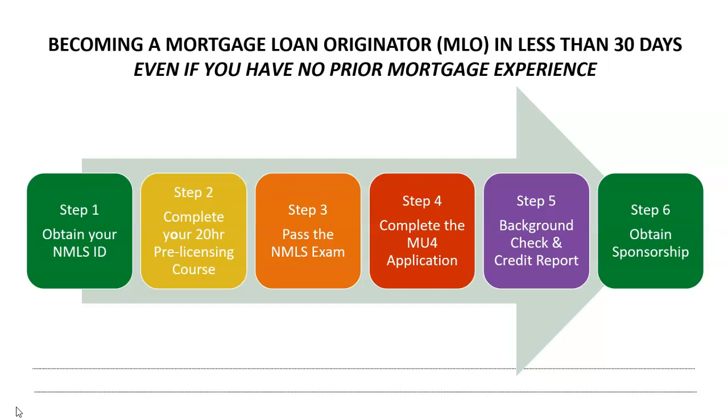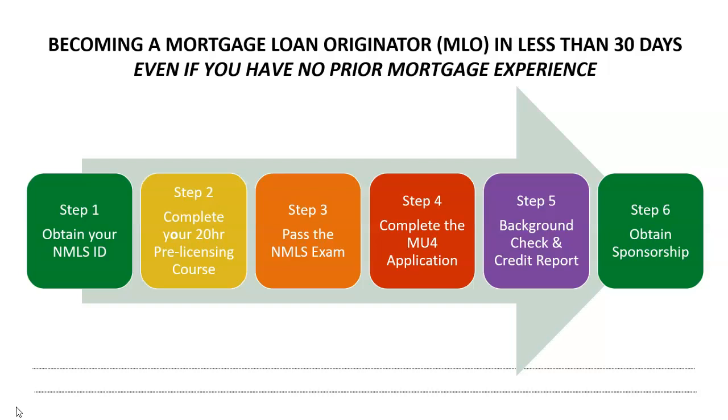Now, if you have an IRS lien or things of that nature, they may ask for a letter of explanation. But I've been doing this for 11 years or so, and I haven't really seen anyone turned down because of credit. And I've seen bankruptcies, foreclosures, late payments, all of that stuff. And step 6, obtain sponsorship. That's simply telling them where you're going to work. Are you going to work as a real estate agent with a real estate broker, or are you going to work with a mortgage company? These are the 6 steps that it takes to become a mortgage loan originator.